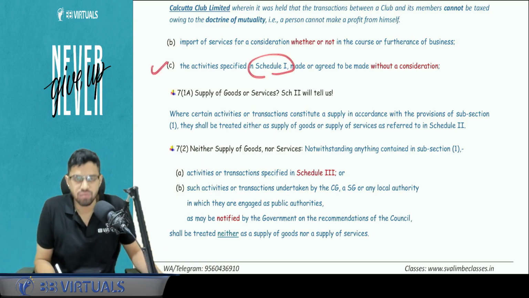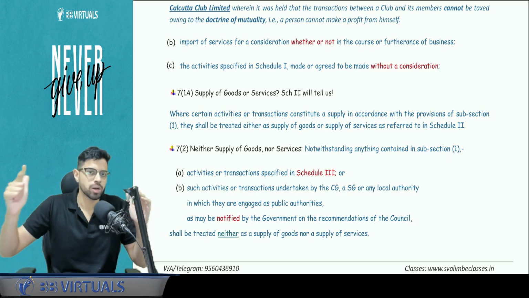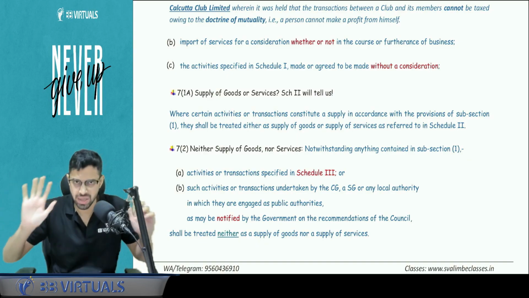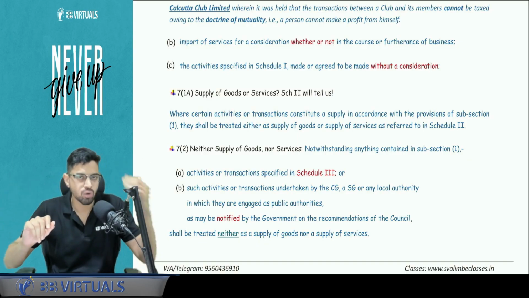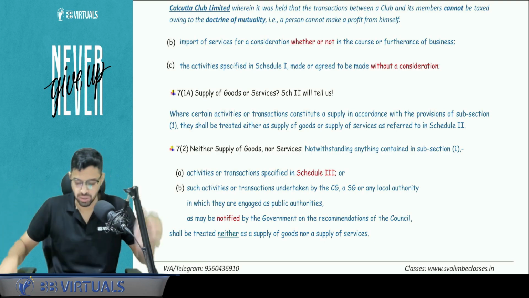And C just gives the validity to Schedule number 1, which talks about deemed supply. There are 3 schedules that you need to be very clear about. Schedule number 1 is deemed supply: without consideration, it is a supply. Schedule number 2 clarifies what is goods and what is services. Schedule number 3 is the negative list: not a supply, neither goods nor services.